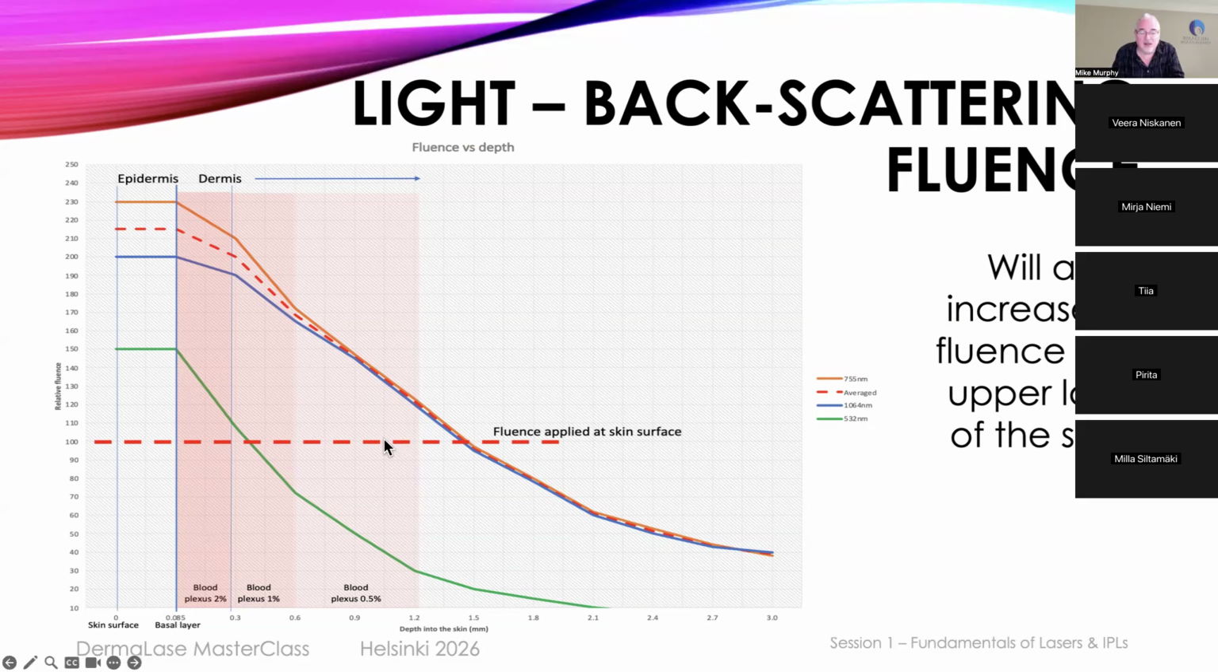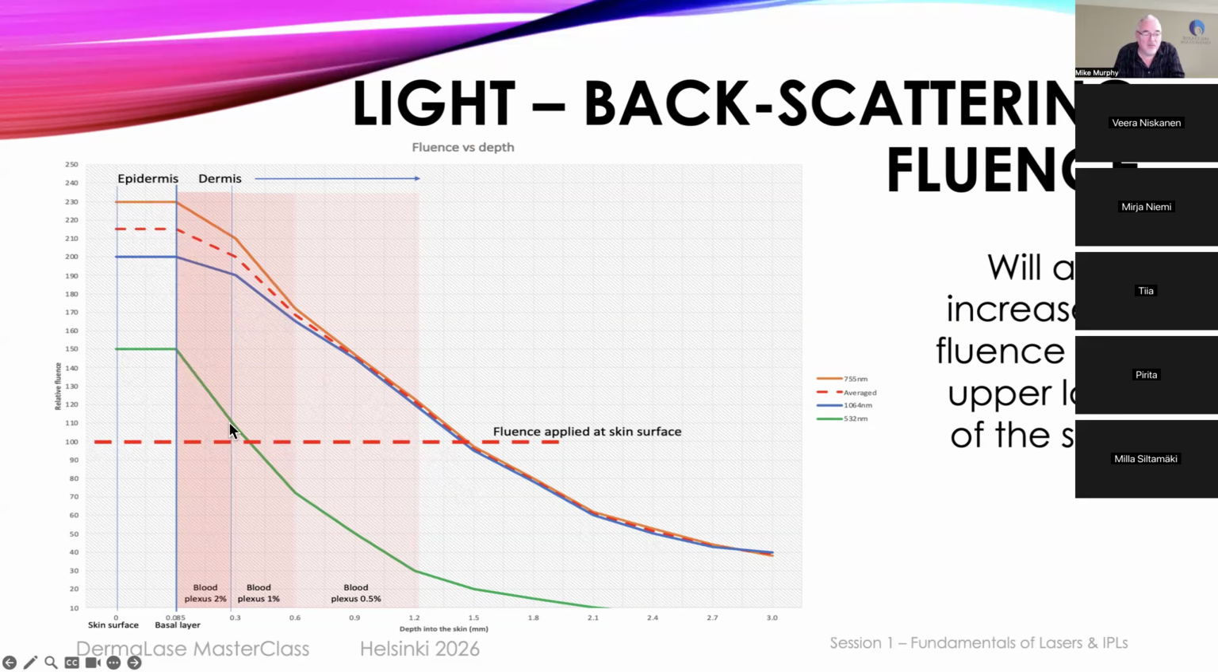And this is my friend in Gothenburg who did some calculations, and this blue line here, this is 1064 nanometers. So you can see it's quite high here, and then it drops. The orangey light is 755 alexandrite, and then I've added this red dotted light. That's the average of these two, and then the green light is 532. Now you see this red dotted line here. This is the fluence that was fired in, or the relative fluence, 100 joules per square centimeter.